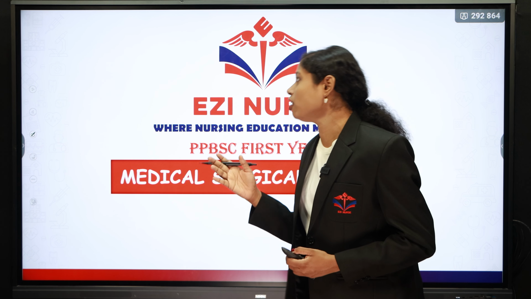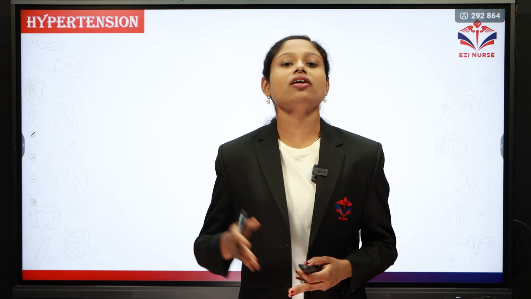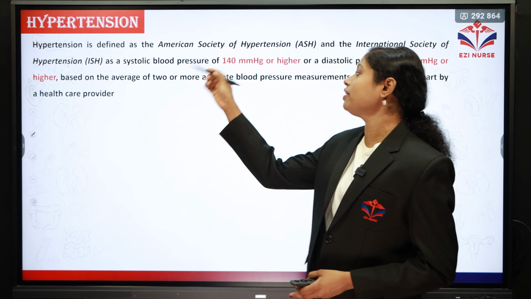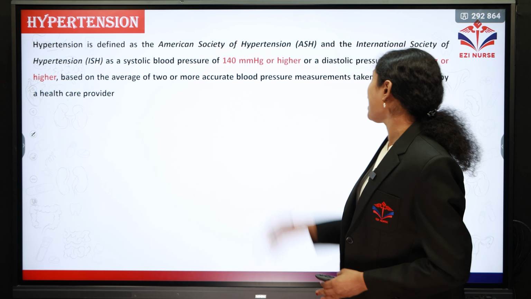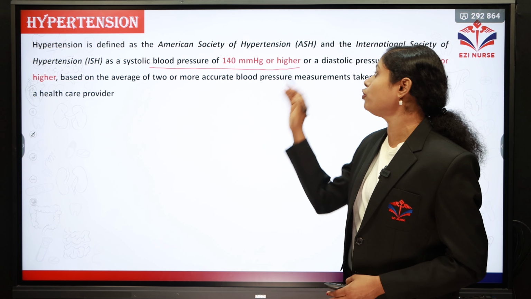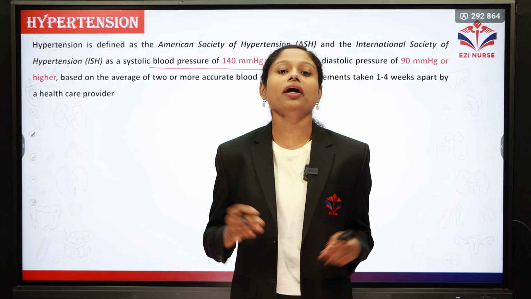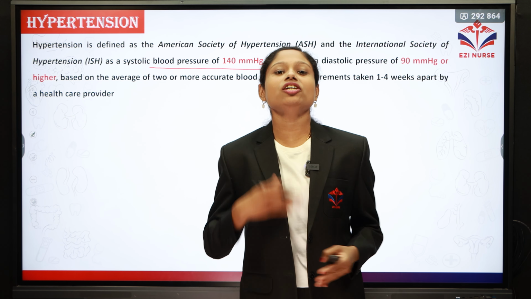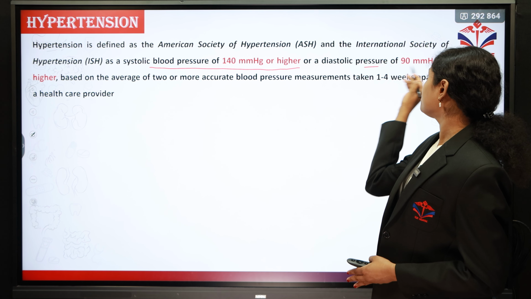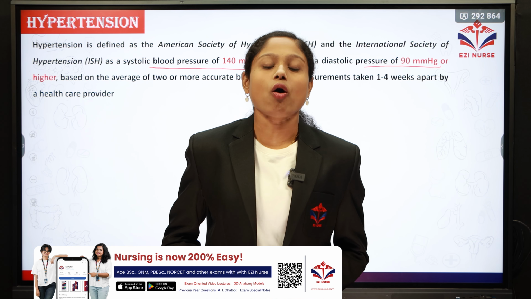So the first question we are going to discuss is hypertension. This question will definitely come for a 10 mark or a 5 mark. So what is hypertension? Let's discuss. Hypertension is defined by the American Society of Hypertension and the International Society of Hypertension as a systolic blood pressure of 140 mm of Hg or higher. So systolic pressure should be 140 mm of Hg or more, and a diastolic pressure of 90 mm of Hg or higher. So the diastolic pressure will be 90 or more.